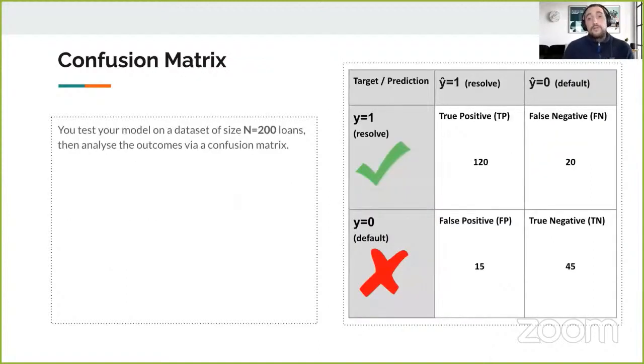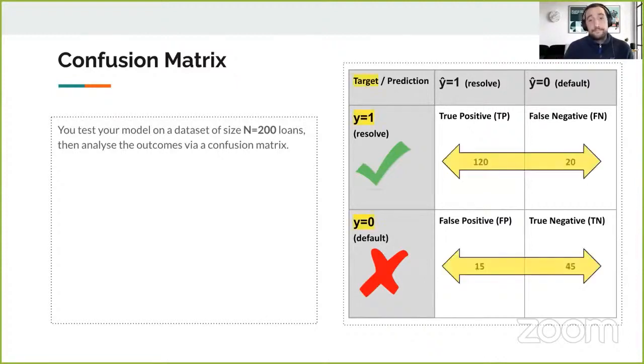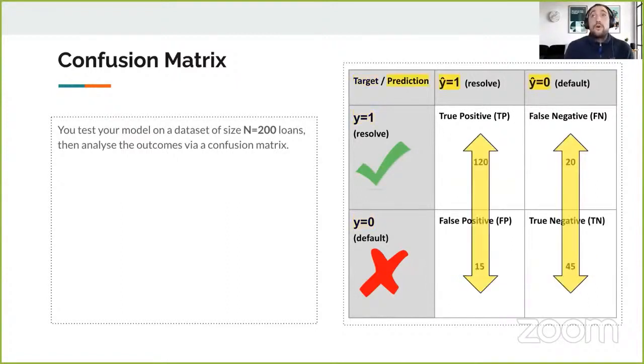So suppose you test your model on a data set of 200 loans. You can then analyze the outcomes via a confusion matrix. This table organizes your predictions into four buckets. The rows sort the loans by target variable, while the columns sort the loans by the model predictions.